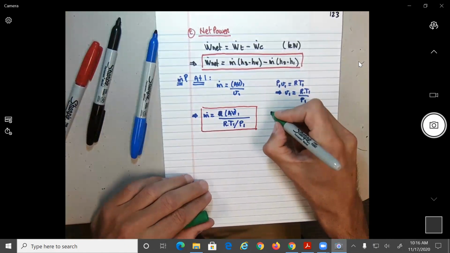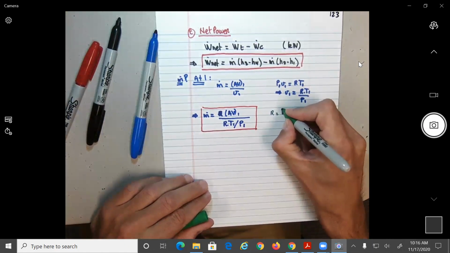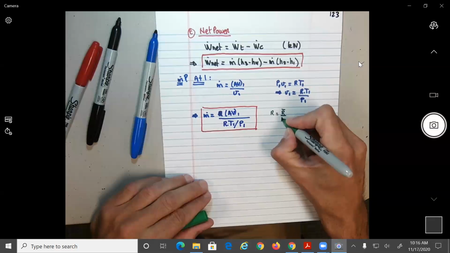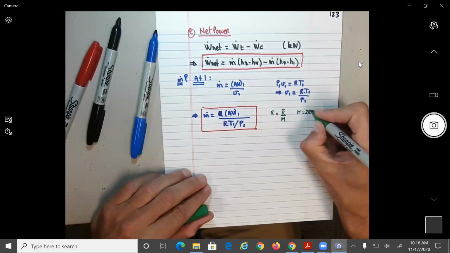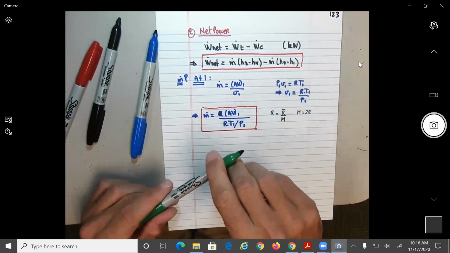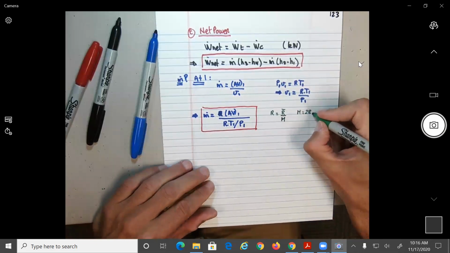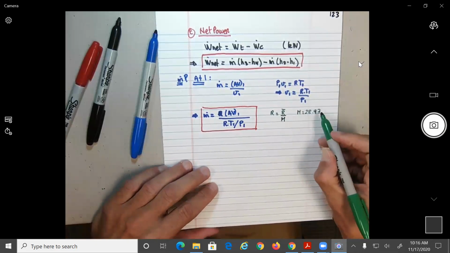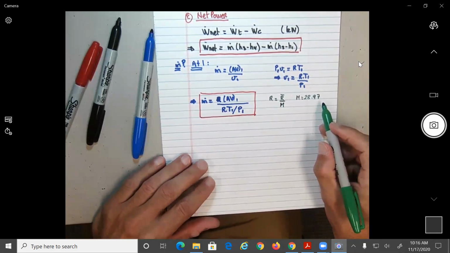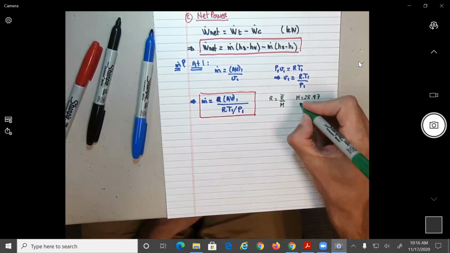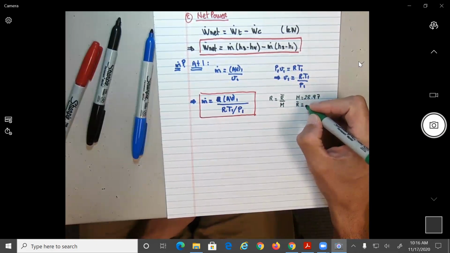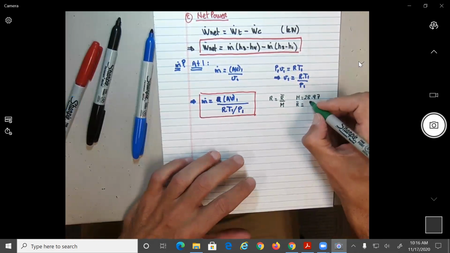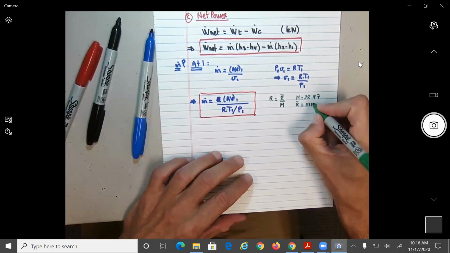Where what is R? R will be the universal gas constant divided by, I think it's 28.97, let me check. Yeah. This is the molar mass of air. Okay? And R bar is the universal gas constant. That one should be on your tables. But since I have it, I give it to you, it's 8,314.